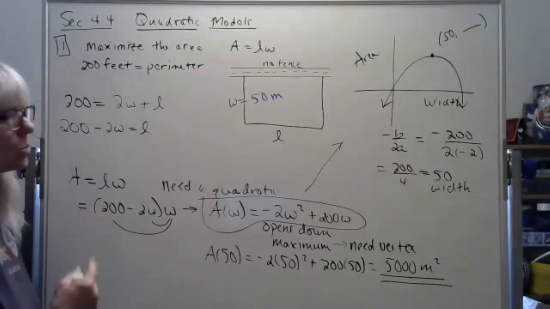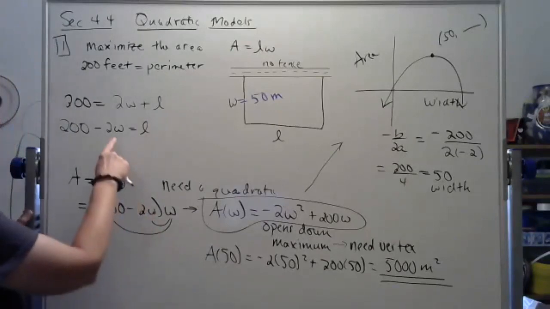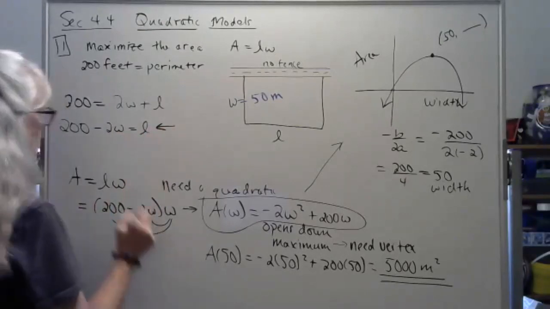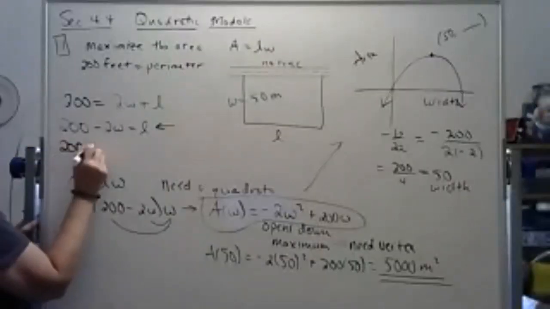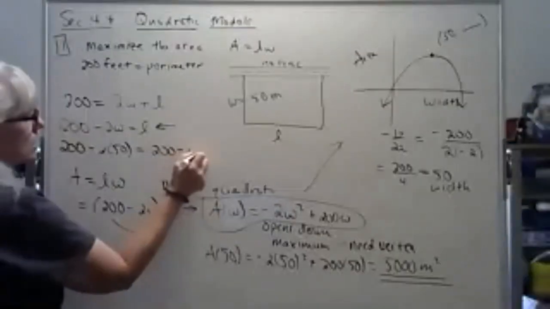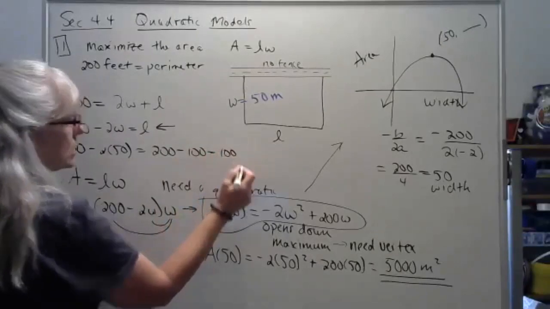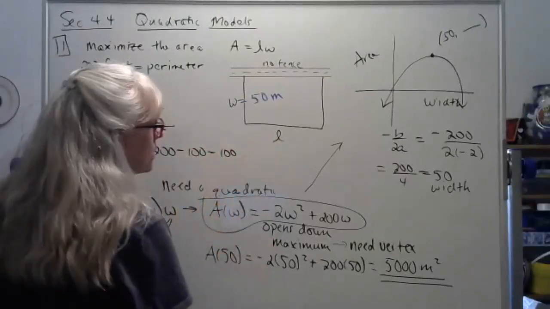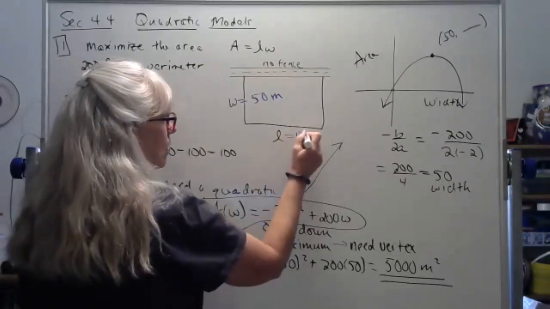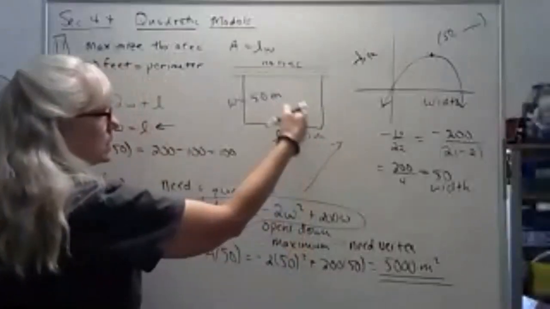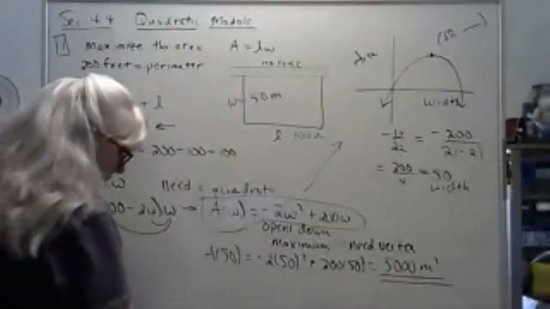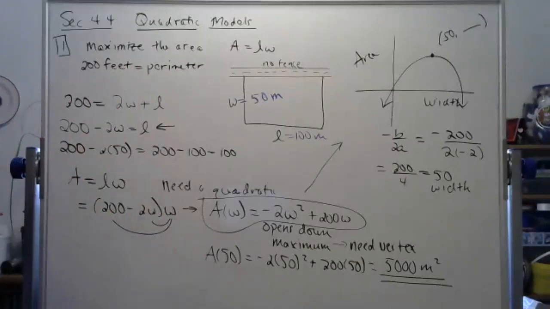So because I tend to work without a calculator around, I could have come back over here to the length and figured out what the length was. So that would have been 200 minus 2 times the 50. So that's 200 minus 100, which is equal to 100. So that then tells me that that length is 100 meters. And then I could have multiplied these two together. It just depends on which one you prefer to do. It doesn't matter. You're going to get the same answer both ways.